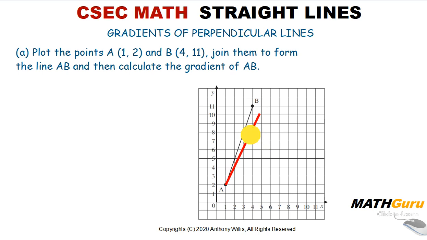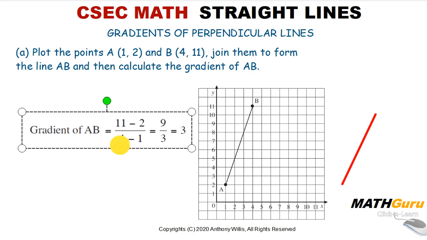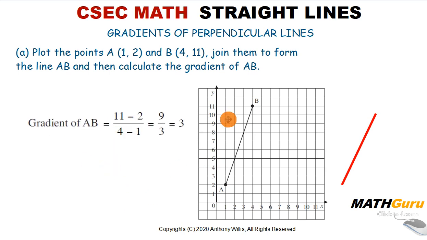So let's calculate the gradient using the formula. The difference of the y coordinates over the difference of the x coordinates. 4 minus 1, 9 over 3 is 3. The gradient is 3. Did you get that? Fantastic. Let's look at the next problem.